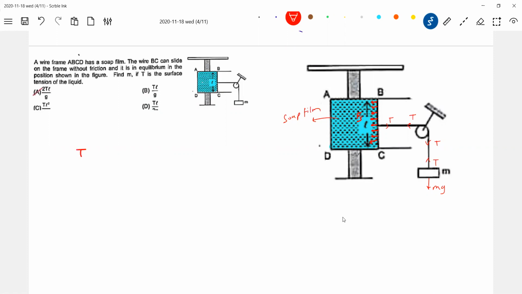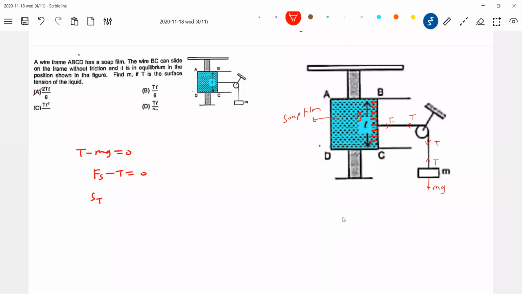So now let's come to equilibrium. T minus mg is equal to 0 for the block. Then the force due to surface tension should balance the tension. Force due to surface tension, what? T is the surface tension, no?